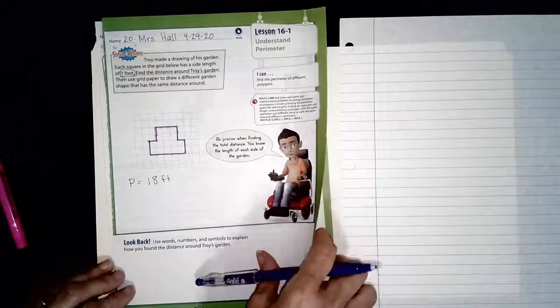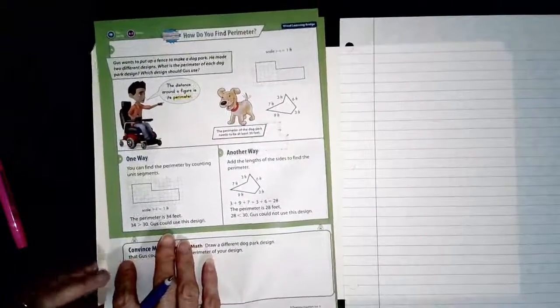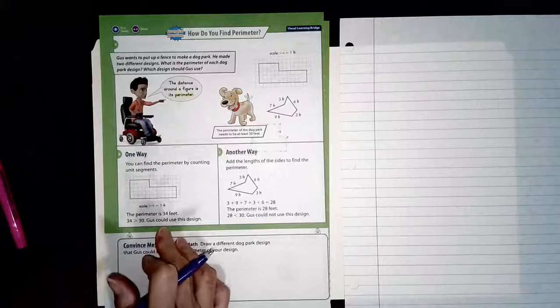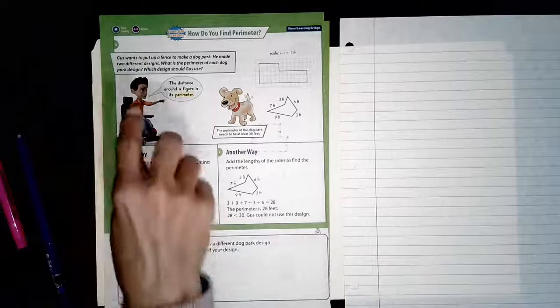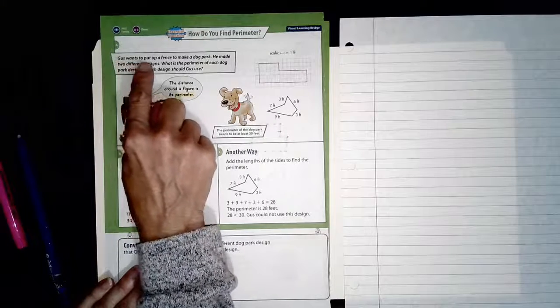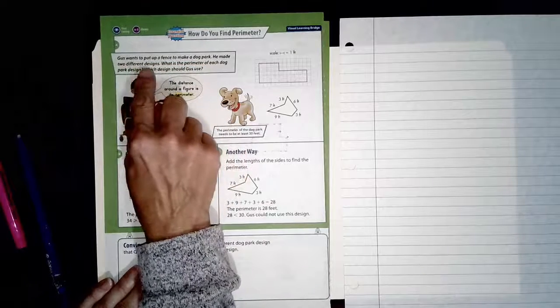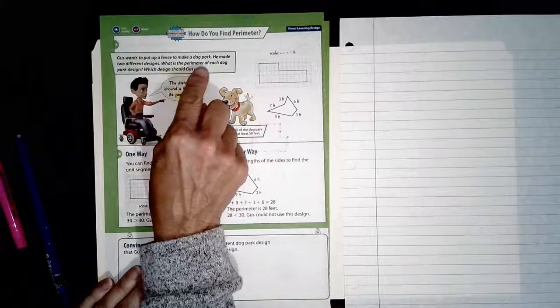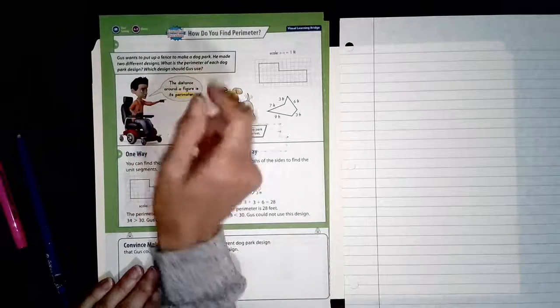Let's go ahead and turn it over. Now when I look at the back, it's going to talk about different types of shapes that we could find the perimeter for. Let's start by reading our problem. Gus wants to put up a fence to make a dog park. He made 2 different designs. What is the perimeter of each dog park? Which design should Gus use?